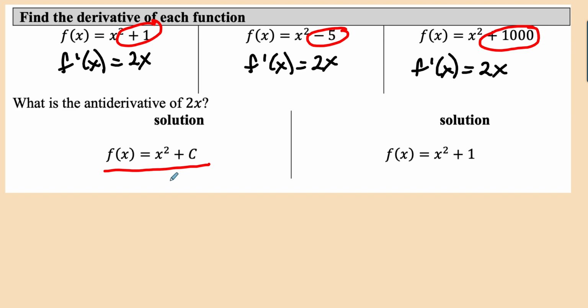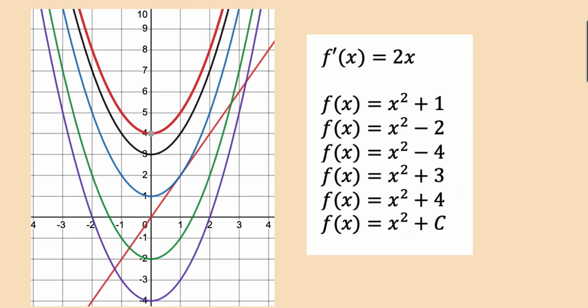This is the general solution. And if you know enough about the function and the point, this is what we call a particular solution, because it's only one in the whole family. We must have had more information on that. Let's take a look at this graphically.